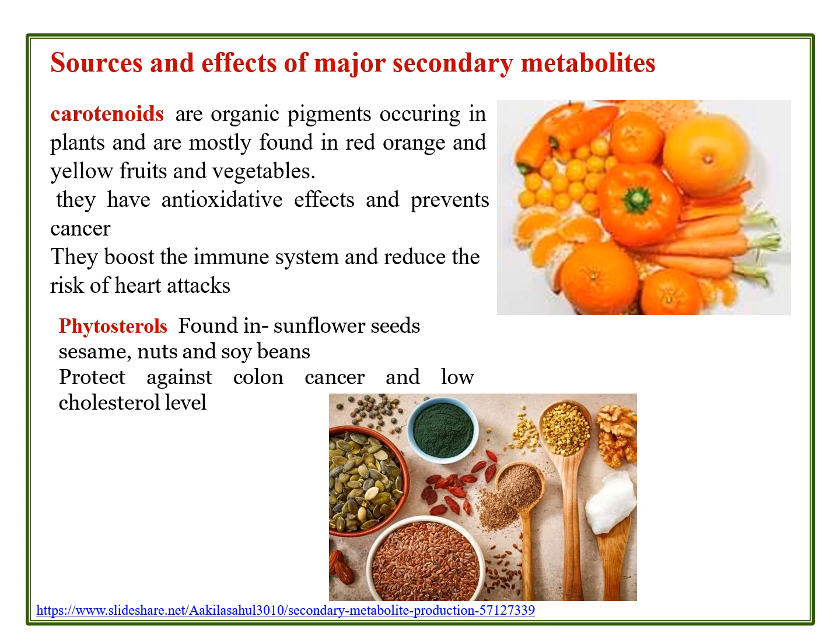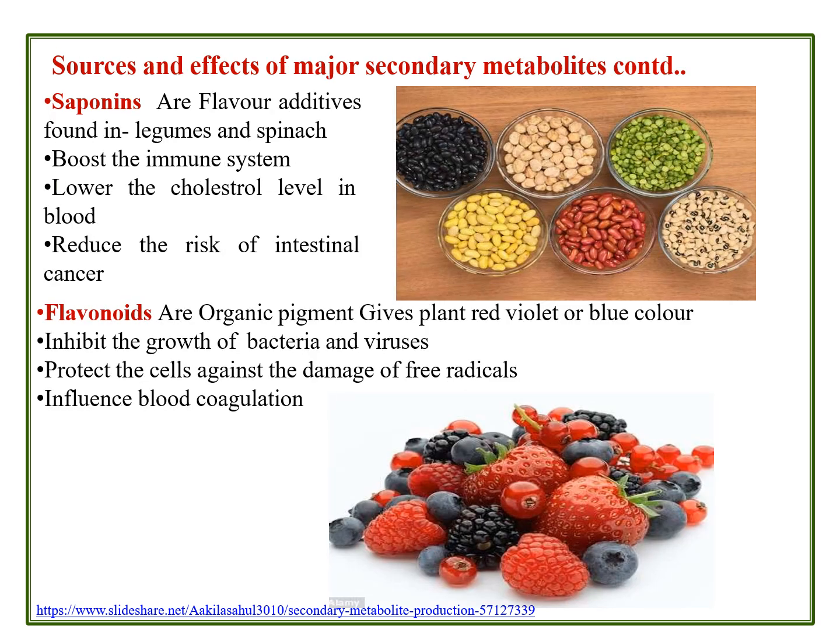Phytosterols are found in sunflower seeds, sesame seeds, nuts, and soybeans. They protect against colon cancer and lower the cholesterol in the body. Saponins are flavor additives found in legumes and spinach seeds. These are the legume plant species. They boost the immune system, lower the cholesterol level in blood, and reduce the risk of intestinal cancer.